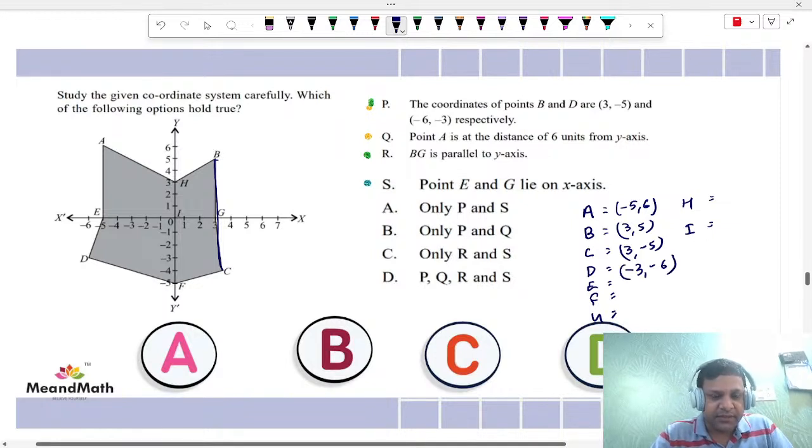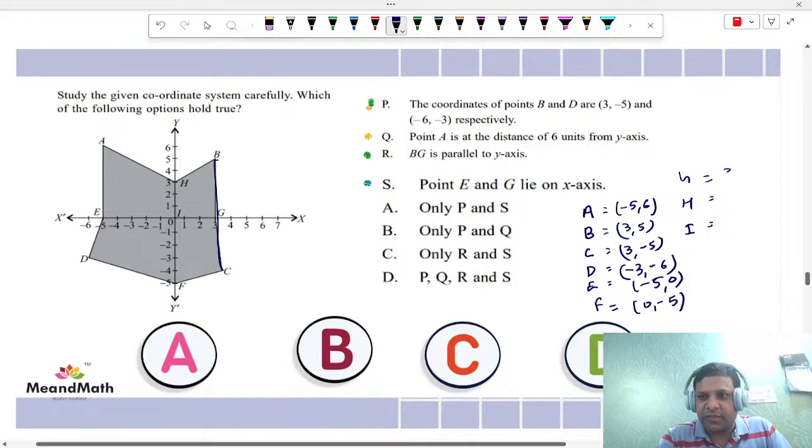E lies on the x axis, which means minus 5 comma 0. F is on the negative y axis: 0 comma minus 5. G is on the positive x axis: 3 comma 0. H is on the positive y axis: 0 comma 3. And I is the origin, which means 0 comma 0.